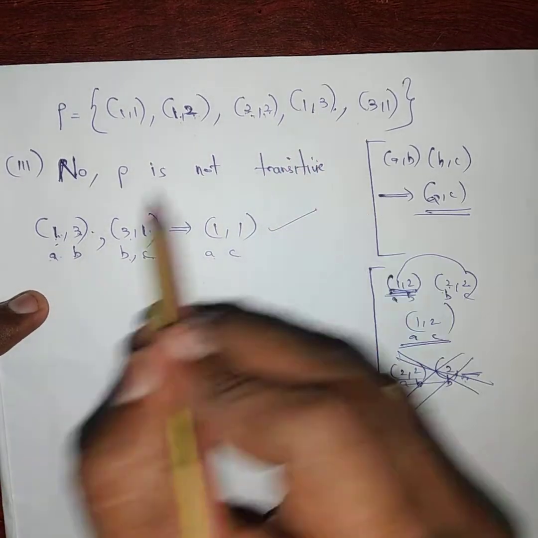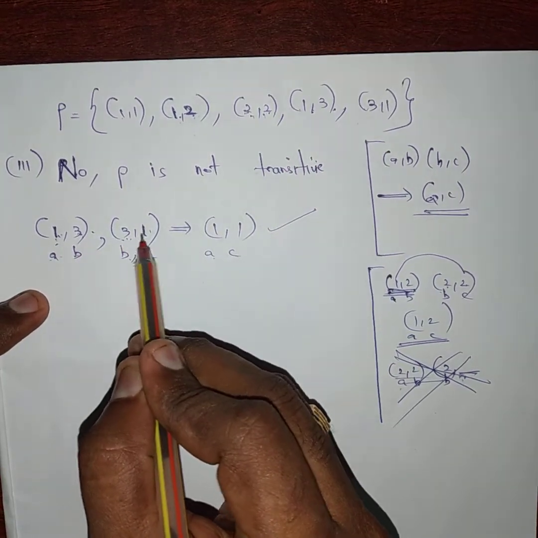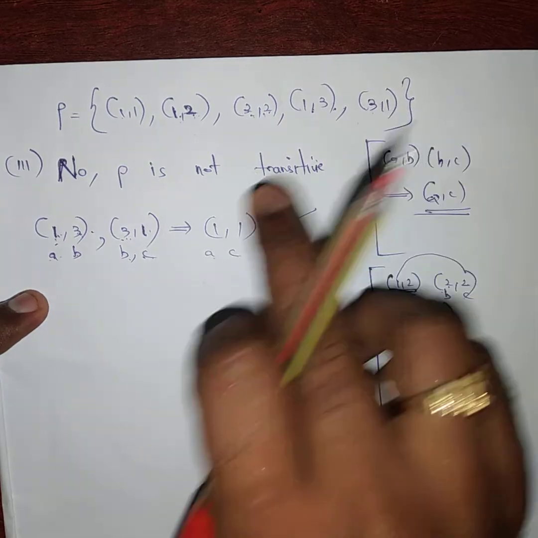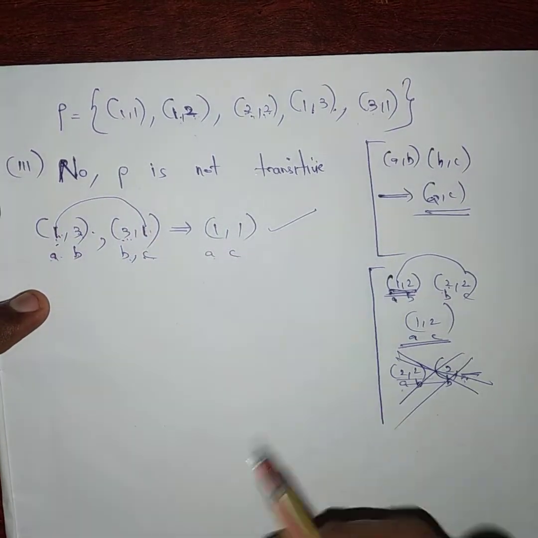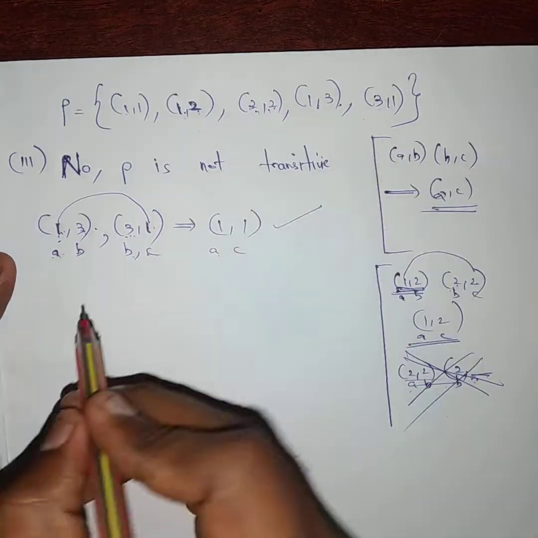If I take 1 comma 3, there is once again 3 comma 1. The 3 comma 1 is present here. So A comma C is 1 comma 1. So it is transitive. Next, I need to choose 3 comma 1.